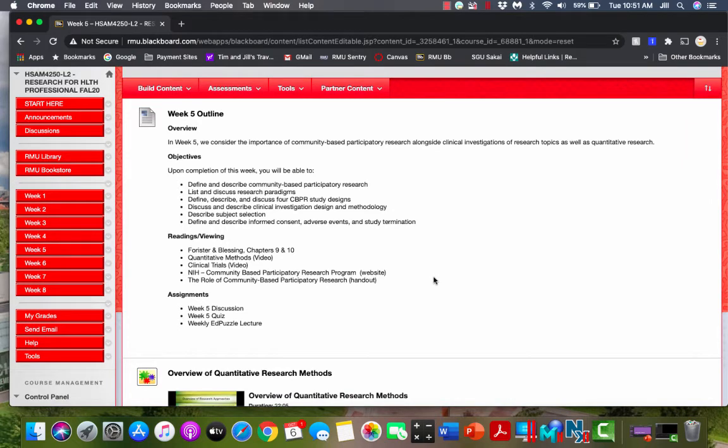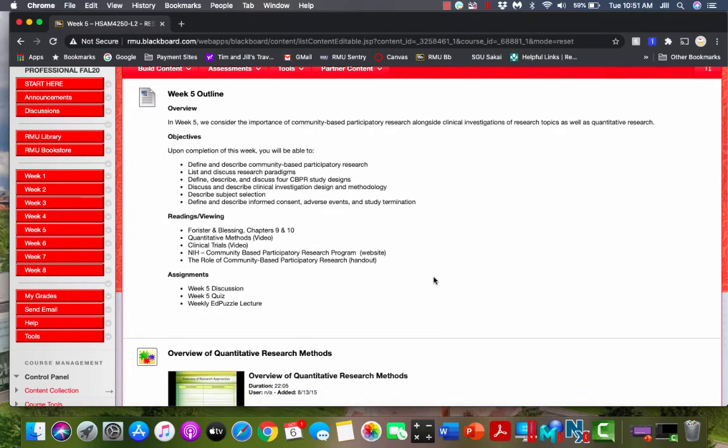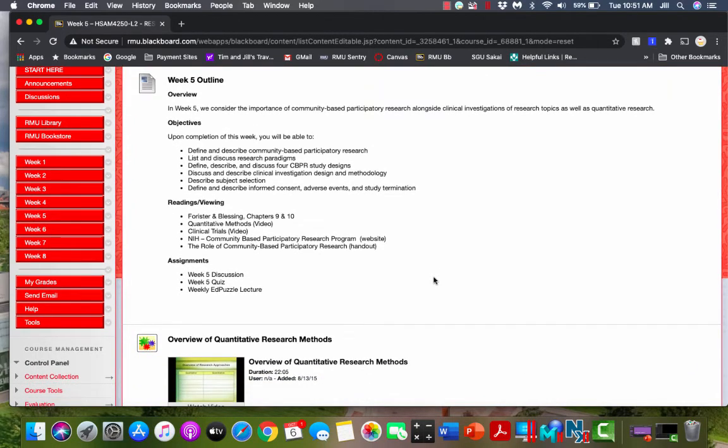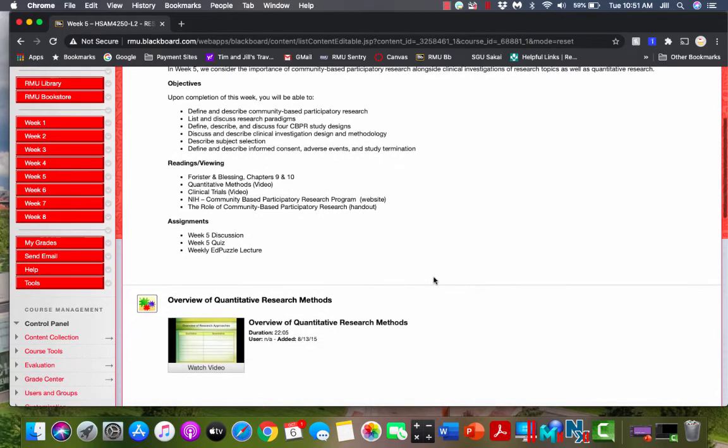So this past week, week 5, we talked about clinical trials, community-based participatory research, and quantitative methods in general. Typically, clinical trials will be quantitative in nature. Sometimes they'll be mixed methods.